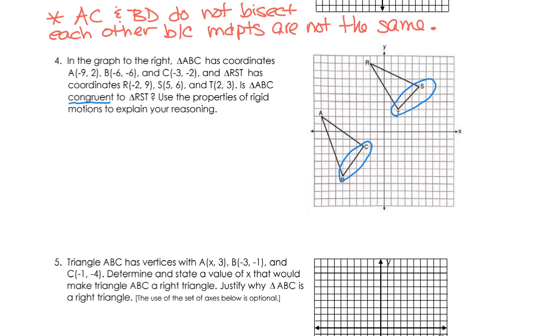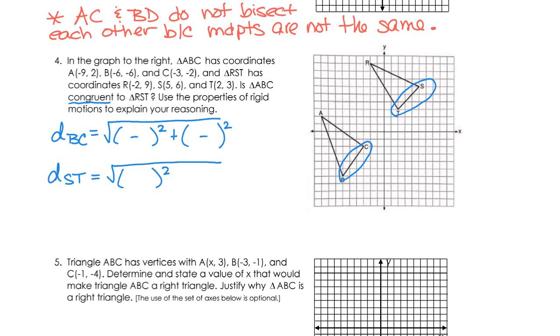All right, so let's go ahead and do the distance of BC and we'll do the distance of ST. If they do come out to be the same, we got to do a little bit more work, okay, and see if all the sides are the same. But if we can prove just one pair of sides is not the same length, then we should have it.